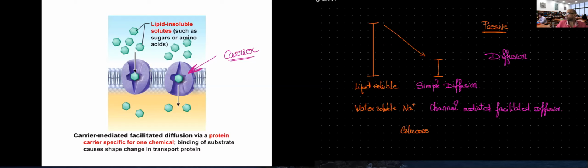How about the glucose? Something larger than the sodium. It's more complex, it's C6H12O6. So 6 oxygen attached to 12 hydrogens attached to 6 carbons. So it's a large structure. It cannot travel through a channel. It requires me to have a carrier. So this is a carrier mediated, facilitated diffusion.